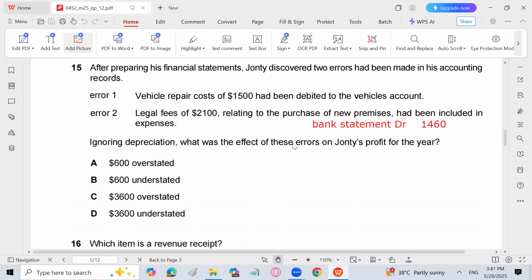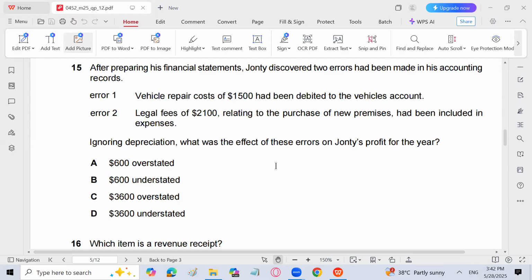Error 1 and error 2. Ignoring depreciation, what was the effect of this error on Jonty's profit? Always remember, you have to pass entries. Yes, no other way. Vehicle repair cost of 1500 had been debited to vehicle account. I'm not saying that if a student is more capable than me, and I believe that you are all more capable than me, then you can go directly. But I won't recommend this at all.